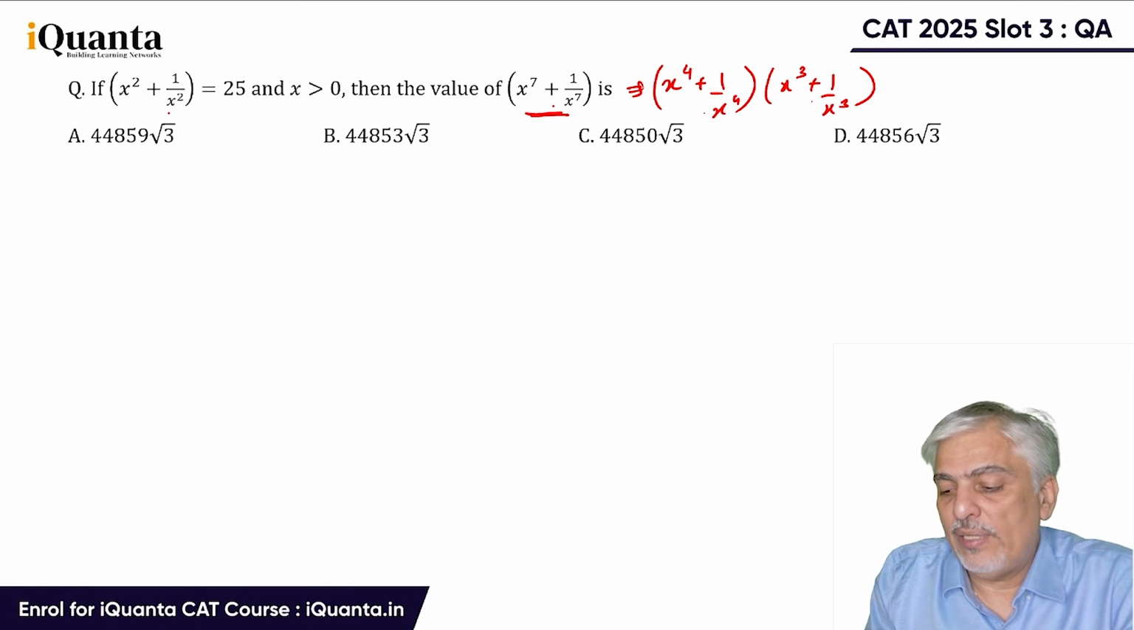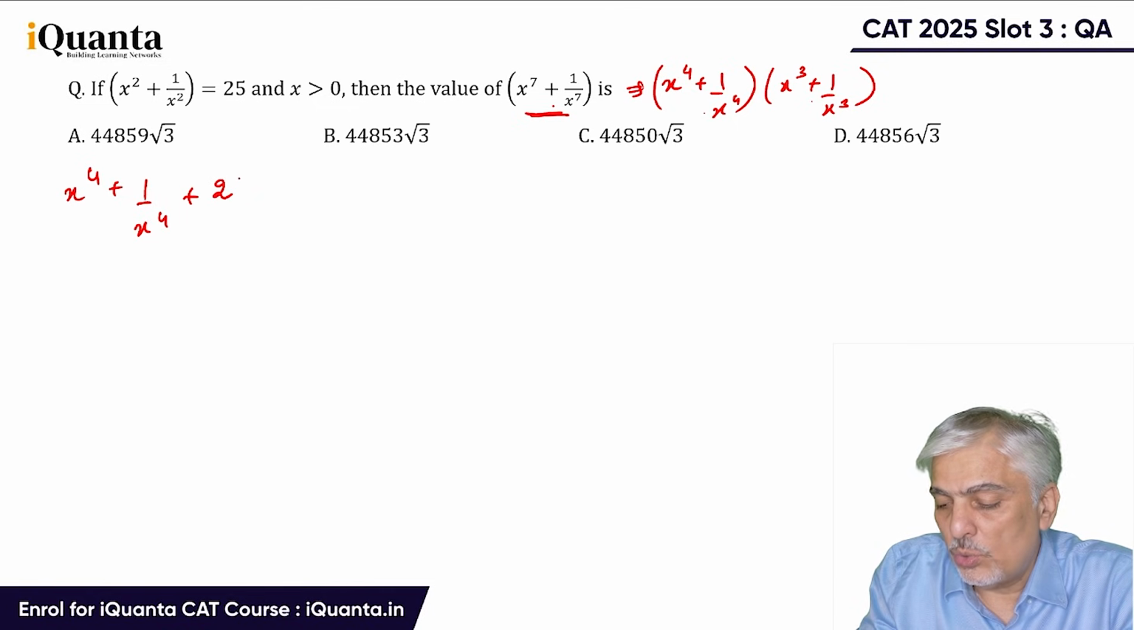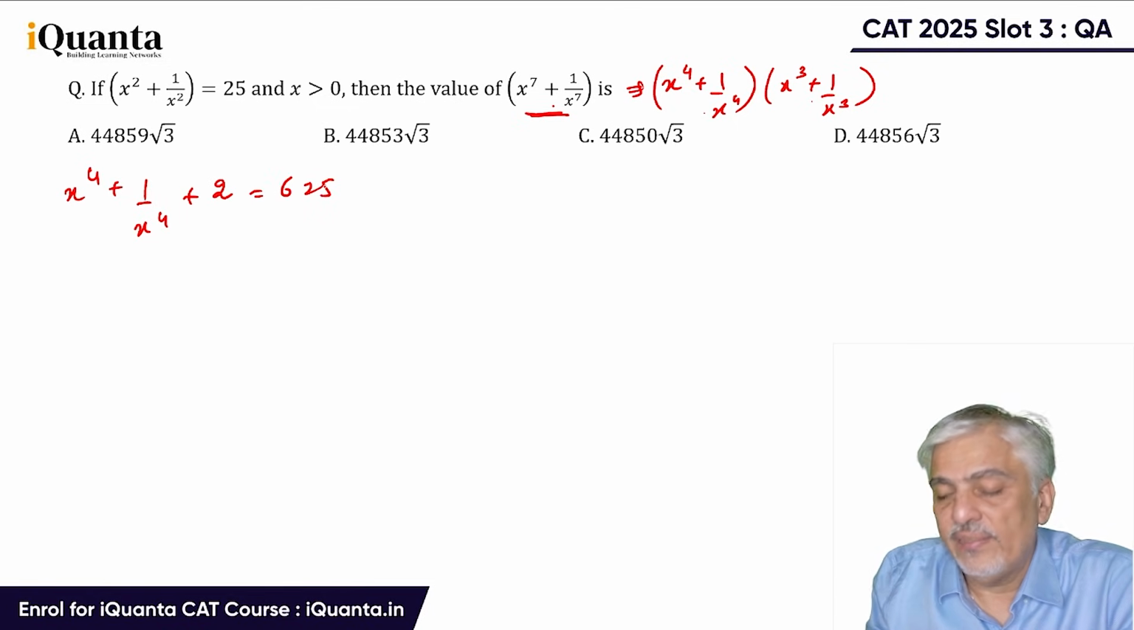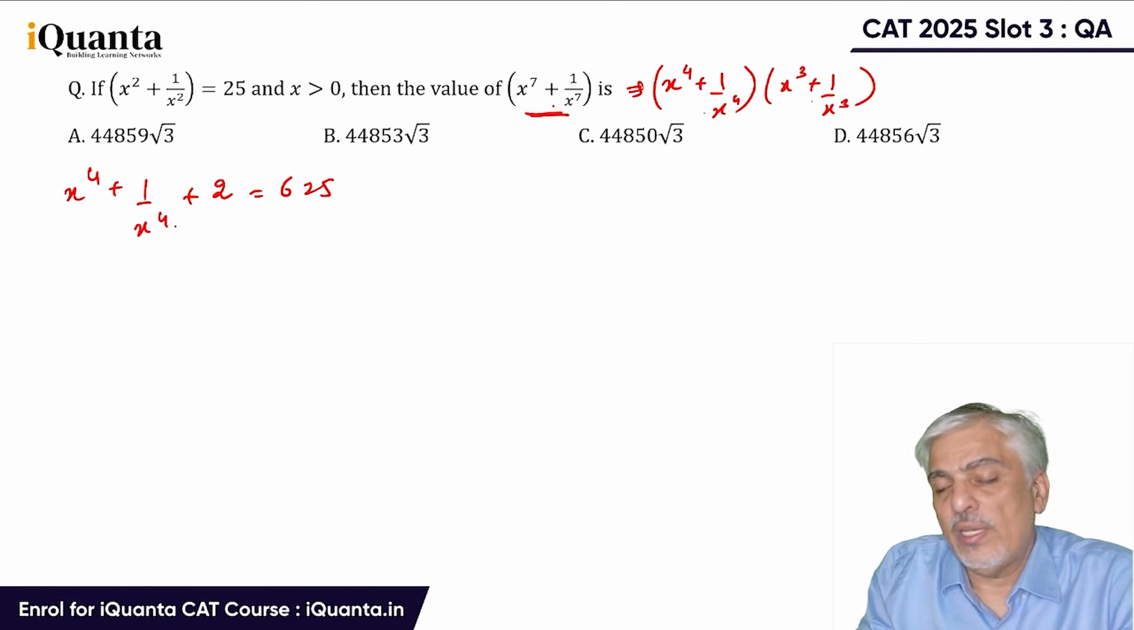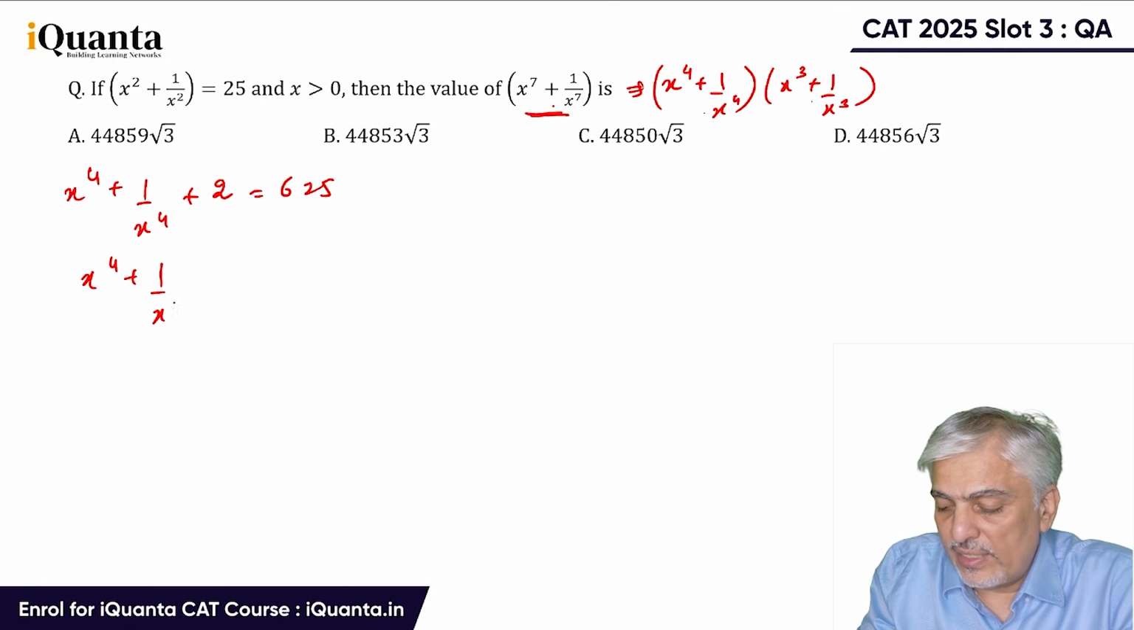I have x square plus 1 upon x square. Let's square it. So I'll get x raised to 4 plus 1 upon x raised to 4 plus 2 is 625. A square plus b square plus 2ab. So I'll get x raised to 4 plus 1 upon x raised to 4 is 623. Leave this over here.